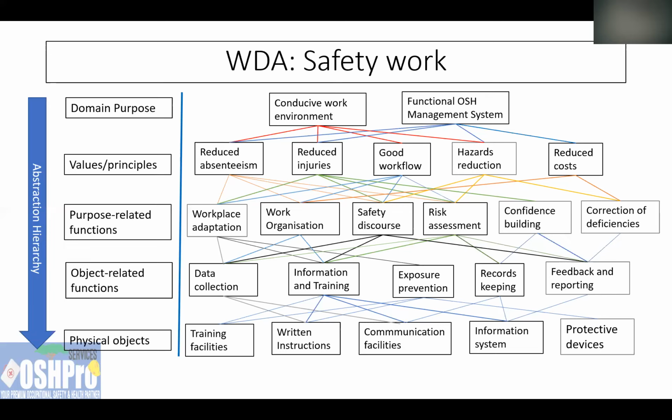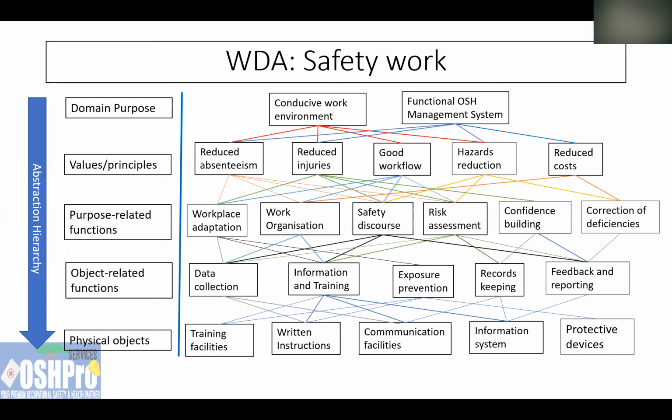That's the way we can build confidence. So giving feedback and reporting is an activity, but building confidence is a function. And the functions are completed by doing the activities. So we want to do a safety discourse. We want to discuss the psychosocial work environment. So that's safety discourse in this way. It's a function. But how do we do that function?